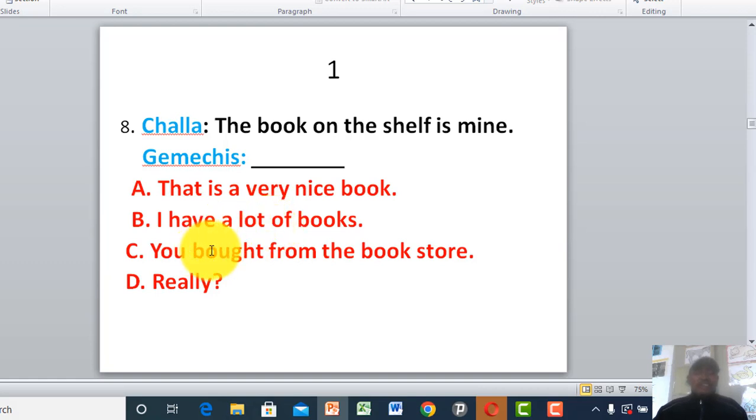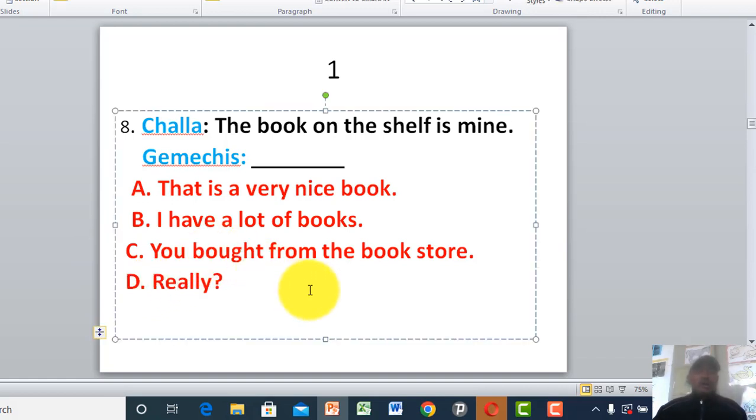You bought it from the bookstore. No. Where does he buy? He may buy from the bookstore or no place to buy a book. So this is not the expected response from Gemeshis. Really? The book on the shelf is mine. Really? Yes, really means to check whether the book is Chala's or not. Great question. So the answer is D.